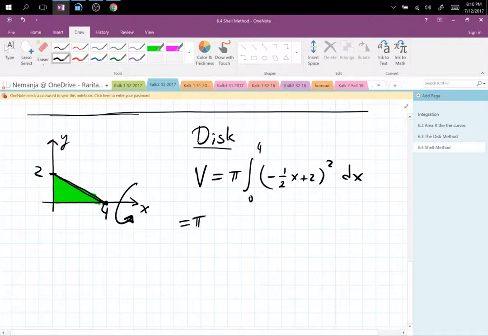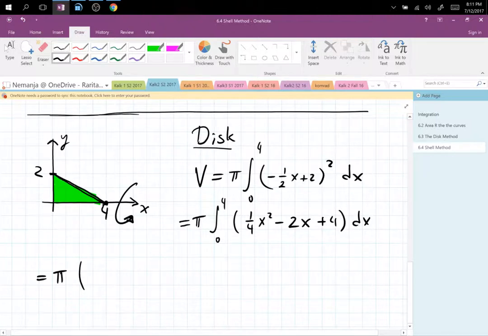Pi integral 0 to 4. When I square this, I get 1/4 x squared minus 2x plus 4, and then we integrate. That will be 1/8, no, lie, 1/12 x cubed minus x squared plus 4x from 0 to 4. Who picked these numbers?